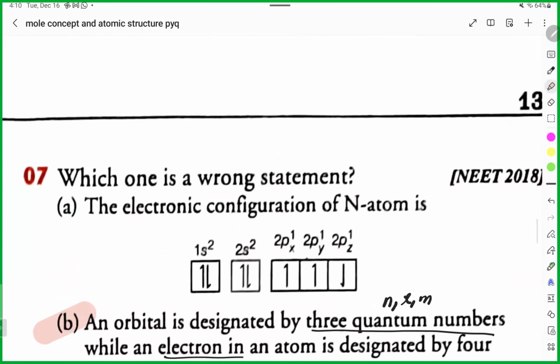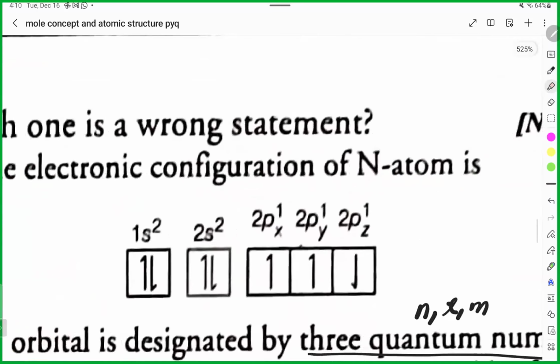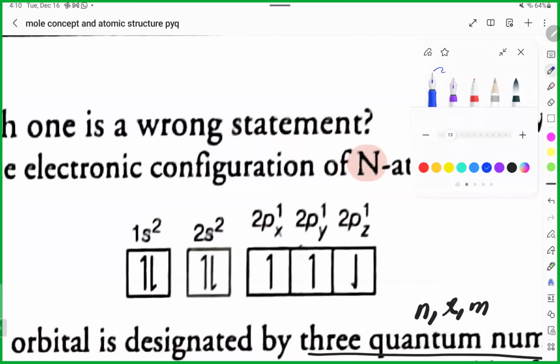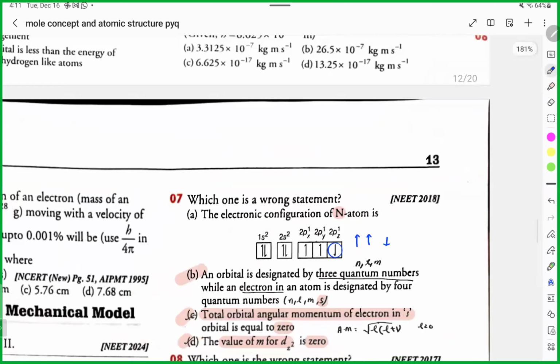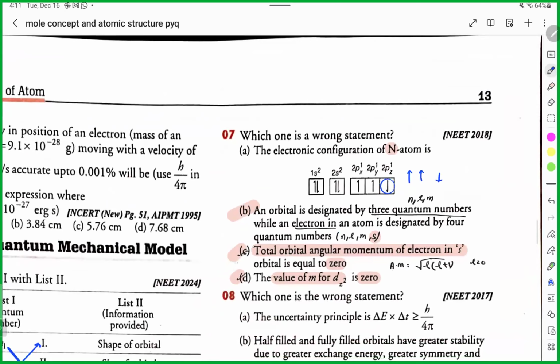Why is this wrong? What is the problem with this? The problem is this shape. Look at this shape. All the others are up, this one is down. That's why it is wrong. Tell me, did you observe this point? It is so small that it's difficult to observe.